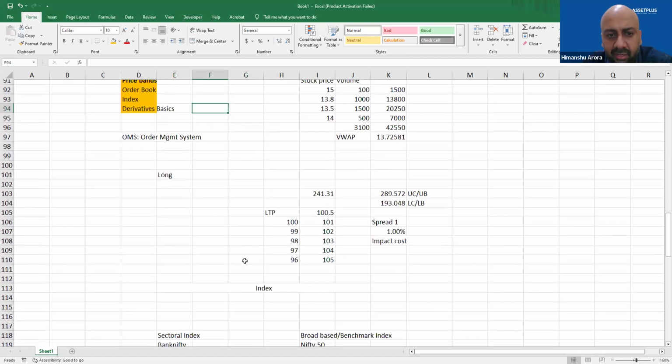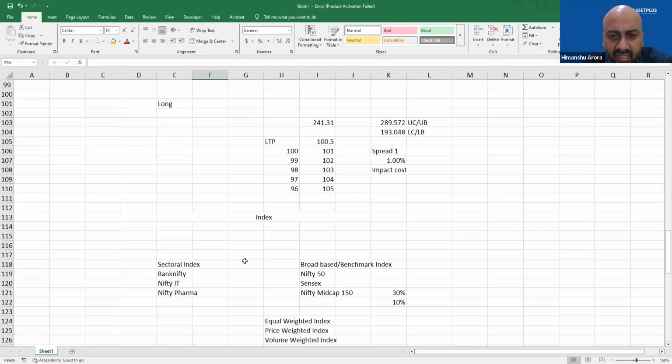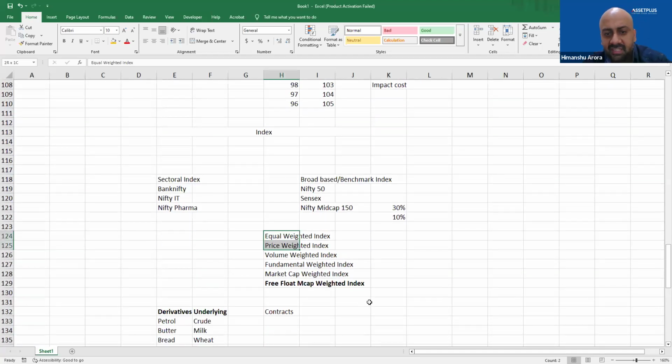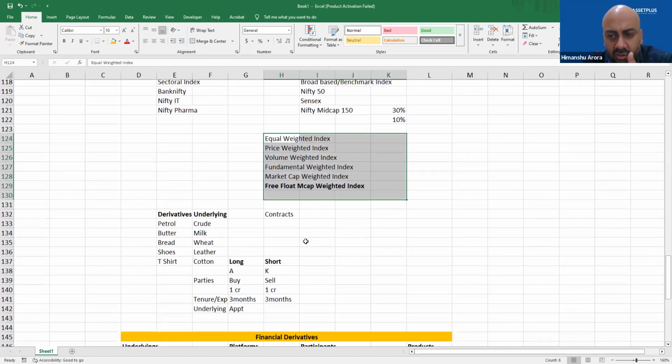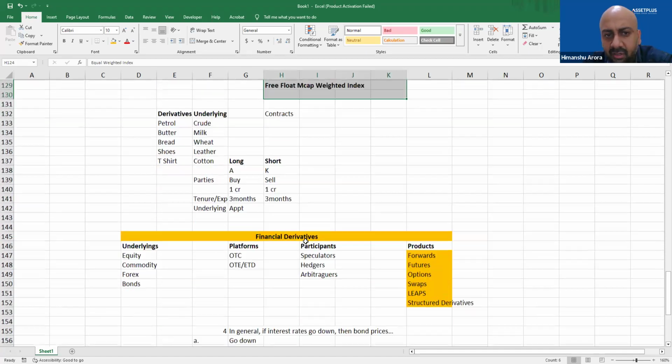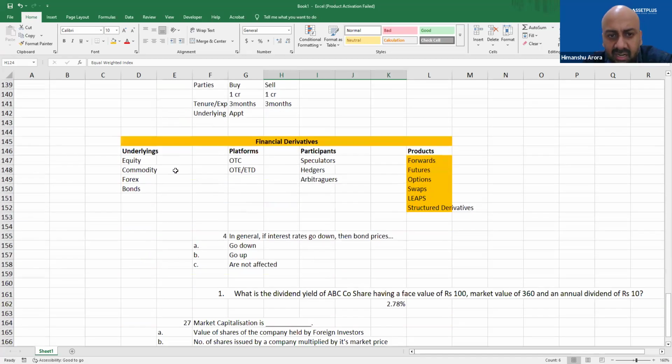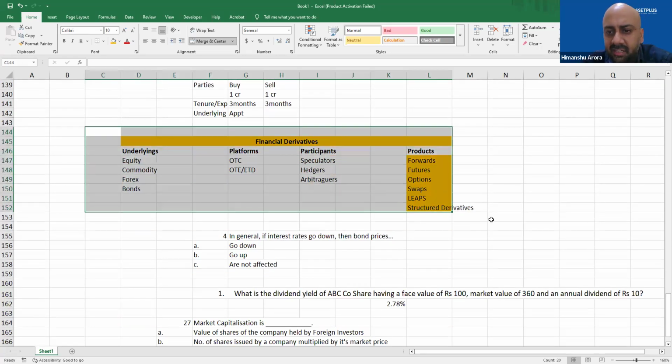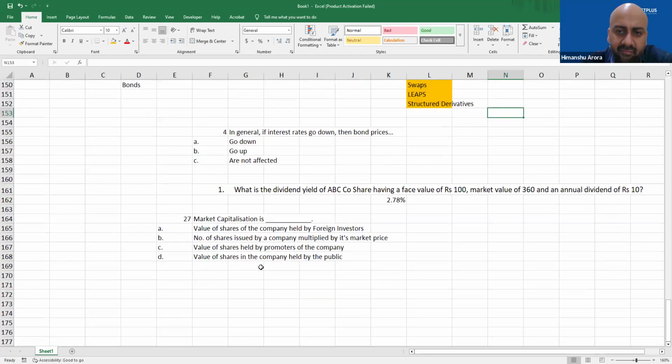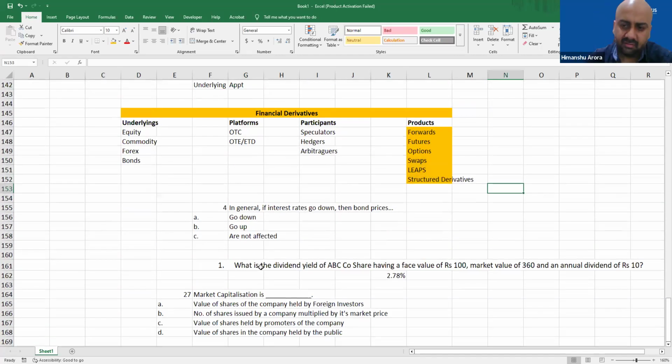And then we have also started talking about the derivative basics, but this topic will continue for at least half a more class. And then we talked about certain terminology around the derivatives. Index also, this is an important topic wherein what are the different types of indices. We saw the Nifty indices website. Then we talked about financial derivatives, underlying assets, platforms, participants, products we are going to discuss tomorrow evening. So this is something that we have covered today. And also we have discussed a few mock questions that were relatively easy.